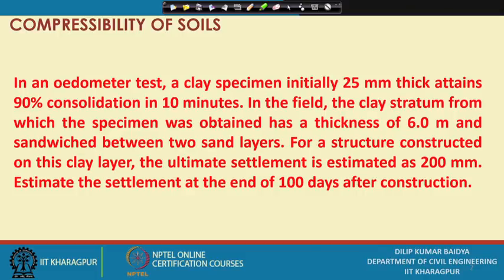In the field, the clay stratum from which the specimen was obtained has a thickness of 6 meter and is sandwiched between 2 sand layers. That means, in the field, the clay layer is 6 meter thick, and below is sand, above is sand. So, instead of saying drained at both sides, it is mentioned sandwiched between 2 sand layers. That means, from this statement what do I have to assume? I have to assume draining from both up and downward direction. That means, this is a both way drainage problem.